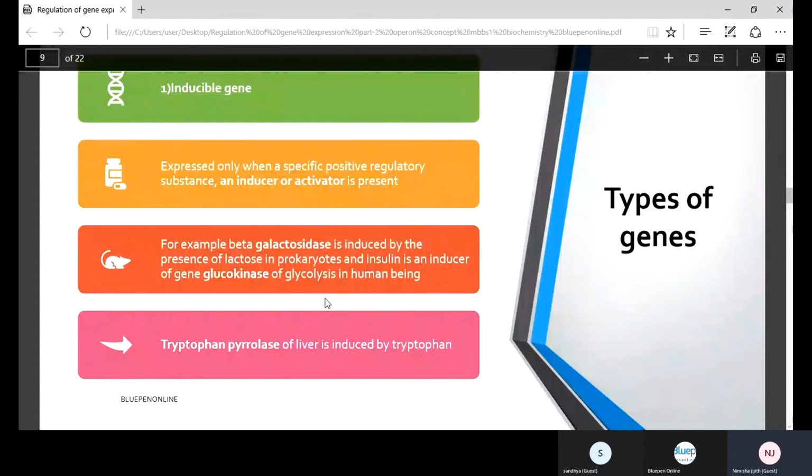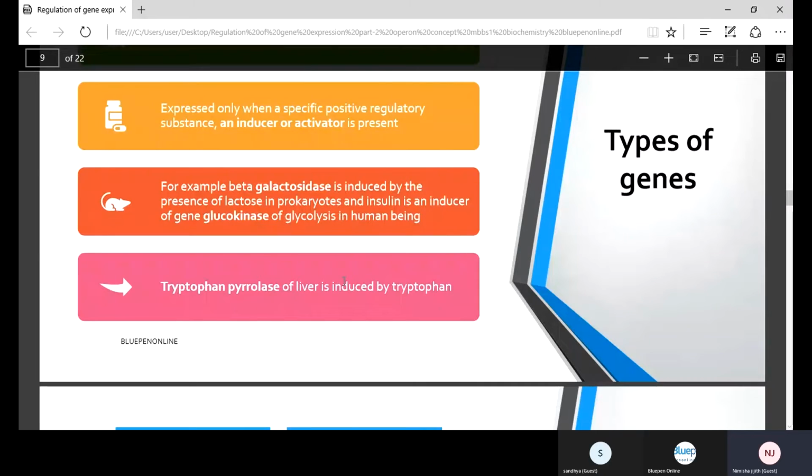Okay. Then next is tryptophan pyrrolase, an enzyme that is involved in tryptophan metabolism. So tryptophan pyrrolase of liver is induced. The synthesis of tryptophan pyrrolase is essential only in the presence of tryptophan. So tryptophan is known as the inducer of tryptophan pyrrolase. That is known as an inducible gene.